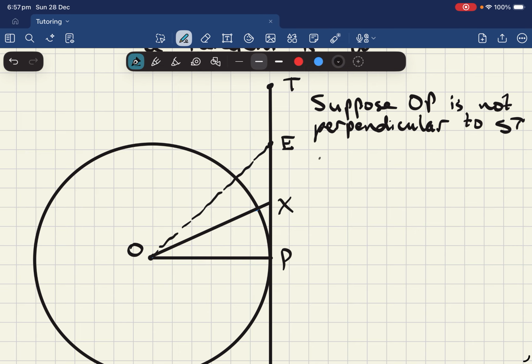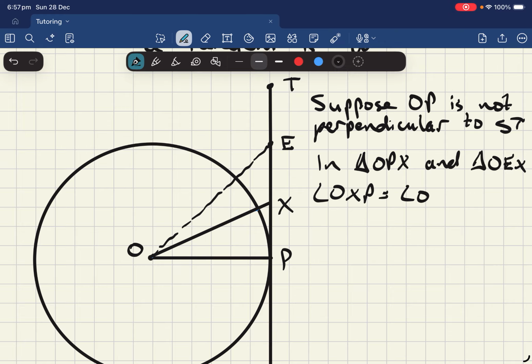So in these two triangles, triangle OPX and triangle OXE, angle OXP equals angle OXE. And remember, this is similar to my previous video where I've drawn X so that OX is perpendicular to ST. So I'm going to say it's 90 degrees by construction.